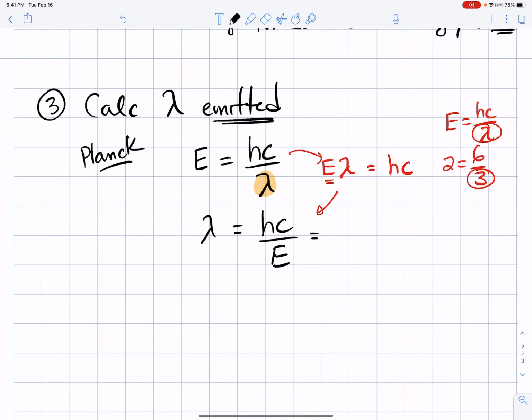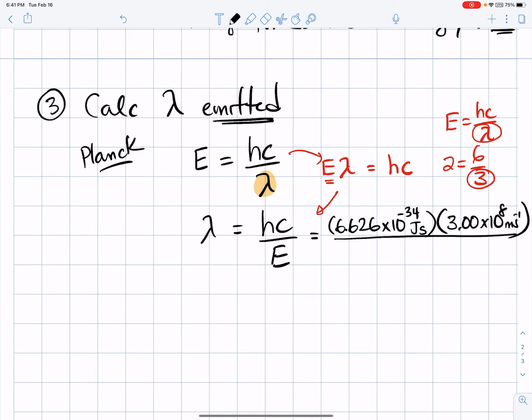The h is Planck's constant. It's in your notes. It's also in the data booklet. It's a very small number, 6.626 times 10 to the minus 34, and its units are joule seconds. C is our speed of light. It's also in our notes and in the data booklet, 3.00 times 10 to the 8 meters per second.